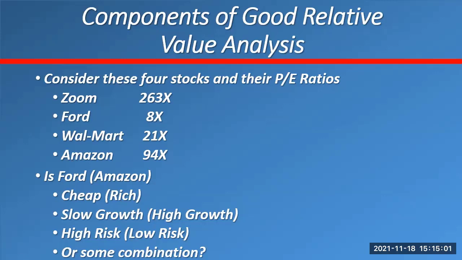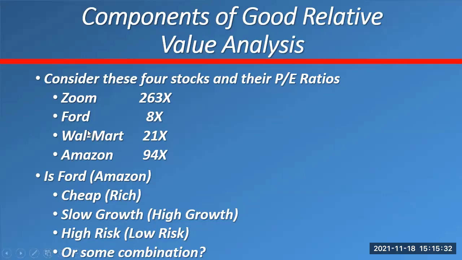If you buy Zoom, you have to pay $263 for $1 of earnings. How long is it going to take to get your money back if they don't grow their earnings? 263 years. You're probably not going to be around in 263 years. I know there are firms developing the youth drug, but that's talking about getting you to 150, not 263. So what is the market really telling you? Well, Zoom is going to grow their earnings so fast that you'll get your money back.